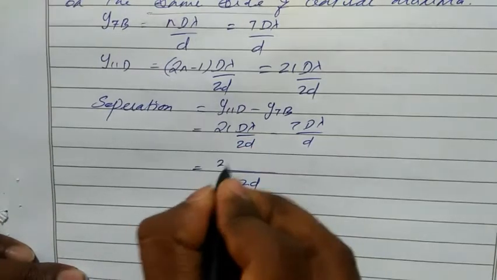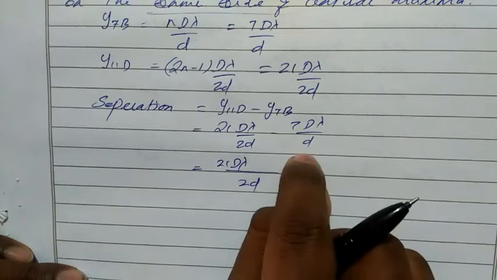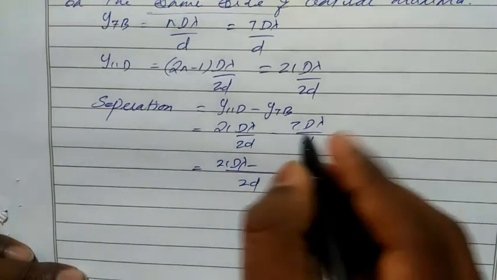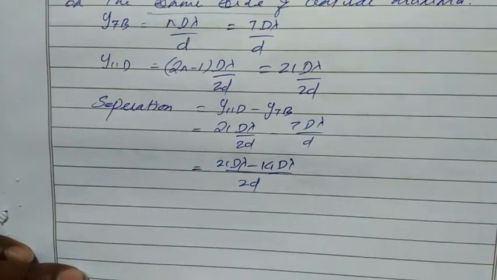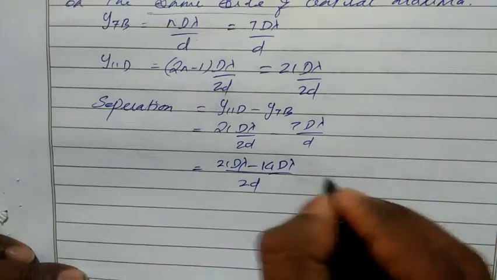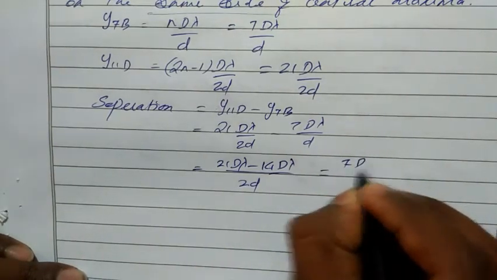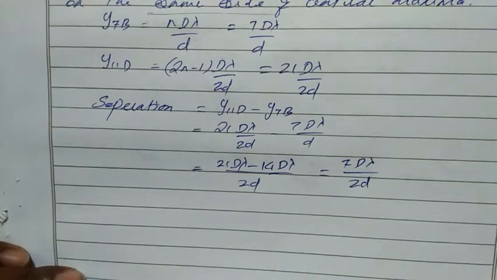Here we have 21 d lambda. Here we have to multiply with 2, that's why we get 2 here. So if you multiply 2 with 7, that is 14. So 14 d lambda. 21 d lambda minus 14 d lambda will be 7 d lambda divided by 2d. So this is our separation.